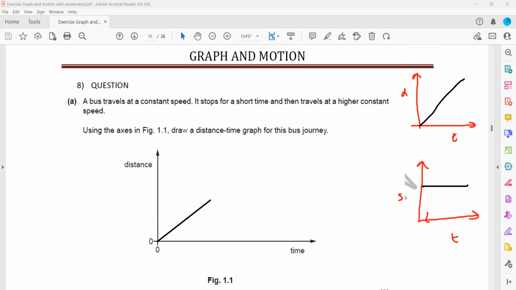If it stops for a short time, in a distance time graph how do we represent that the object is stationary? We draw a horizontal line, since the distance does not change. But they mention it's a short time interval, so the length of this line should be shorter. And then it travels at a higher constant speed. Speed is constant but higher. How do we represent a higher constant speed? We make a much steeper line, or a greater gradient, which shows that the speed of this object is constant but at a higher value.